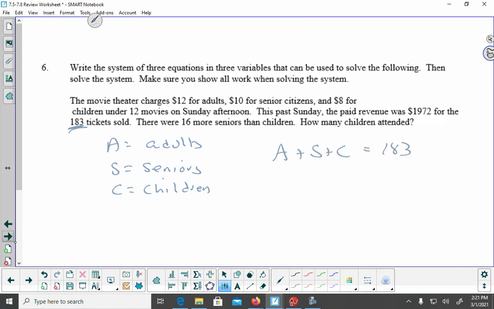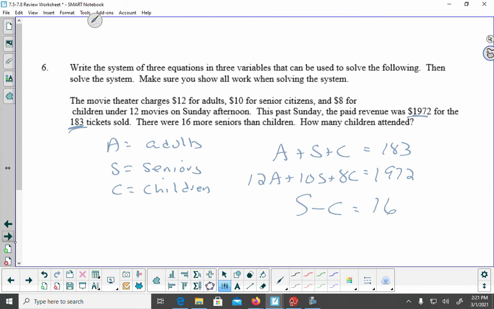Now for each adult ticket, I got $12. For each senior ticket, I got $10. And for each child ticket, I got $8. So if I multiply those by the number of adults, number of seniors, and number of children, and add those together, I should get that total revenue of $1,972. Then they tell me that there are 16 more seniors than children. So if I take the number of seniors and subtract the number of children, I should get 16.